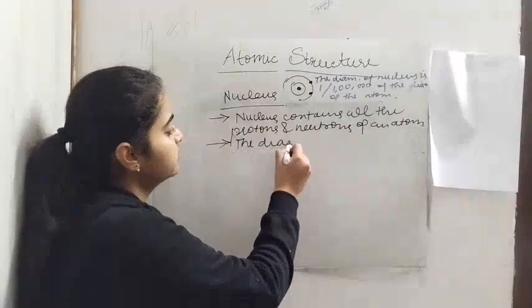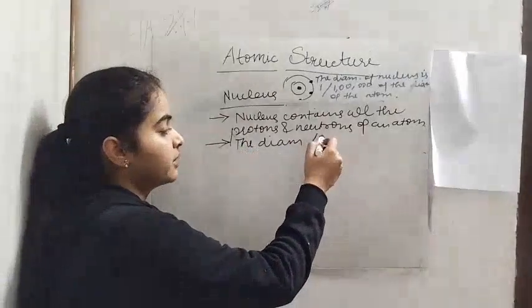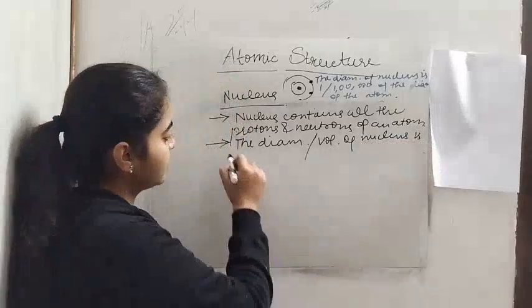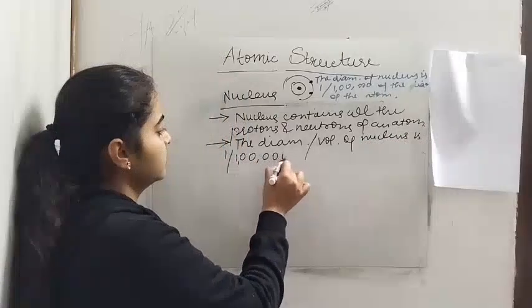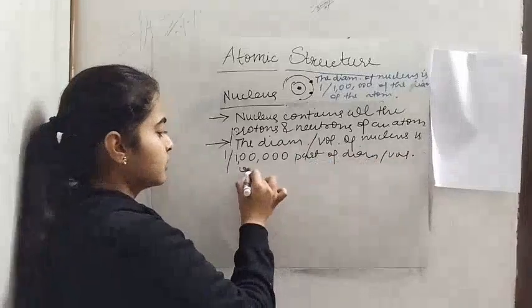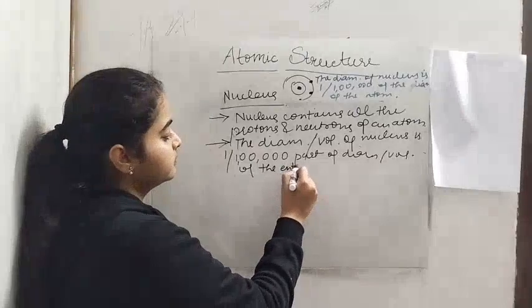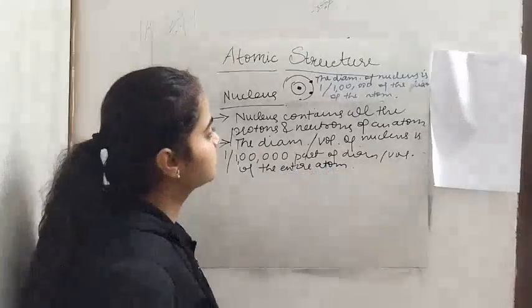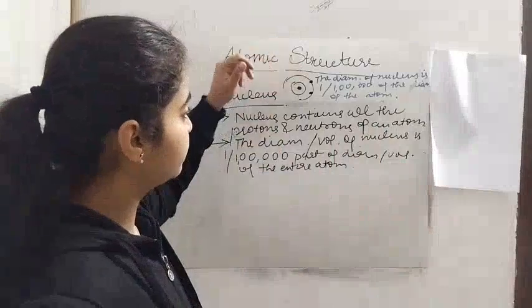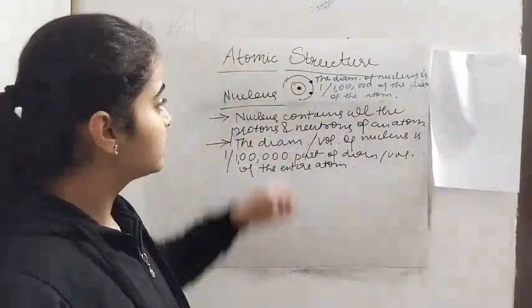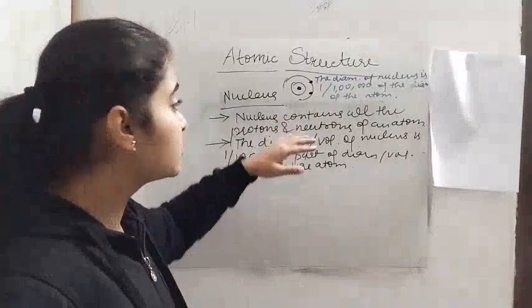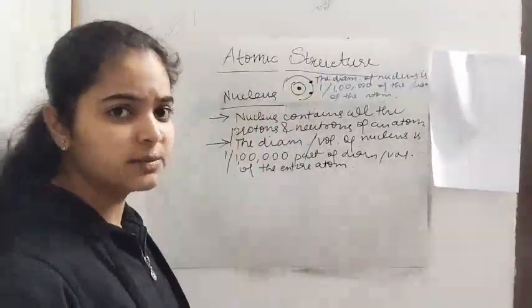The diameter and volume also. So diameter or volume of nucleus is 1/1 lakh part of diameter or volume of the entire atom. And one more thing I will tell you, that this nucleus is the most dense part of an atom. So this is responsible for the whole mass of the atom, because outer shells have negligible mass.